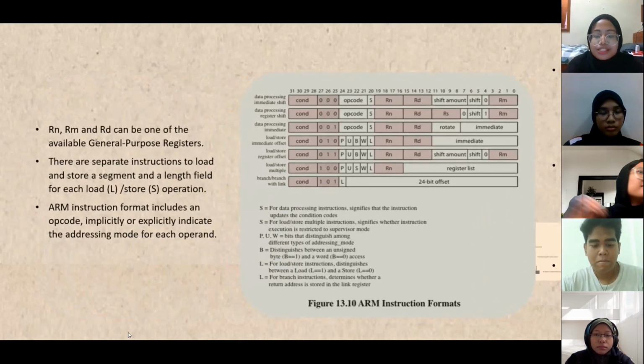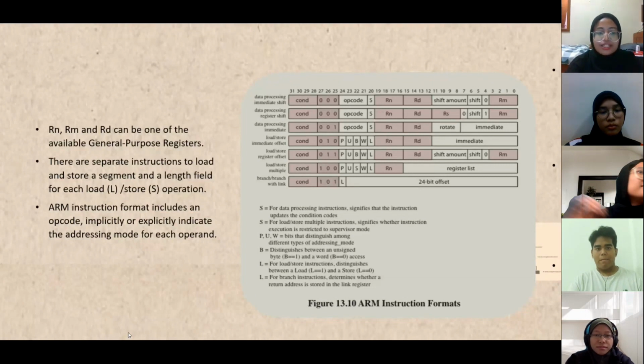And then we can see we have load and store. So there are separate instructions to load and store, with segment and length fields for each load and store operation. So the ARM instruction format includes an opcode and implicitly or explicitly indicates the addressing mode for each operand.